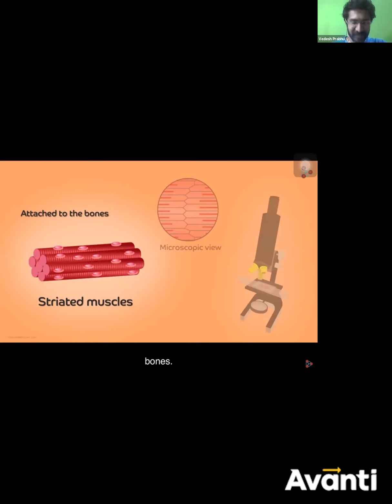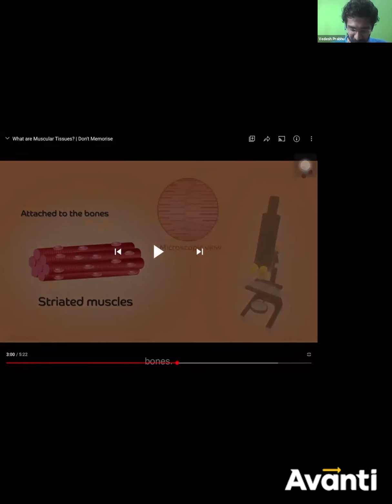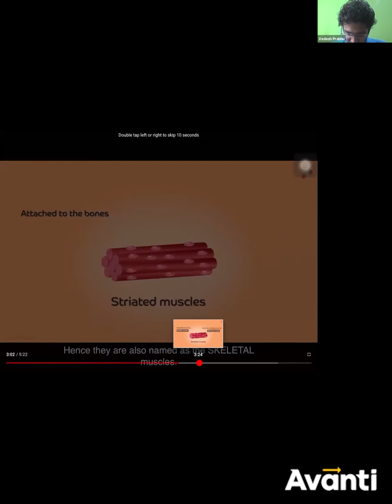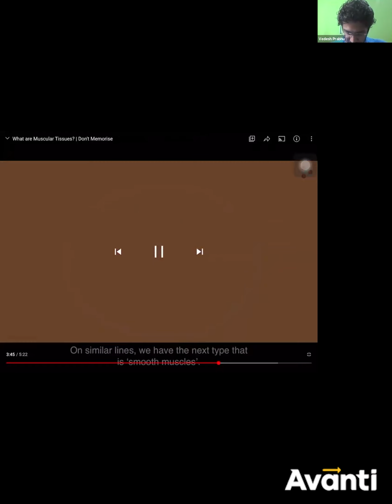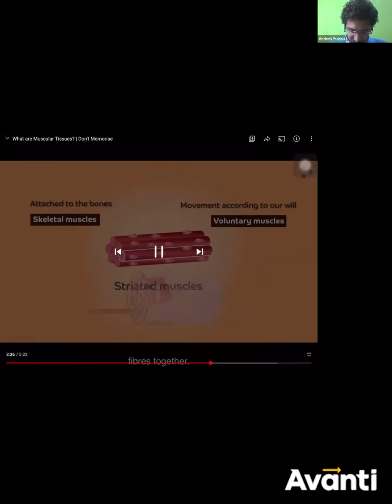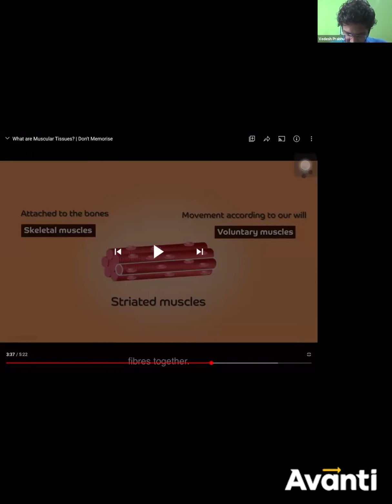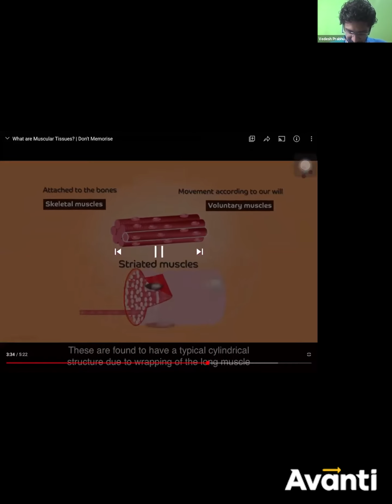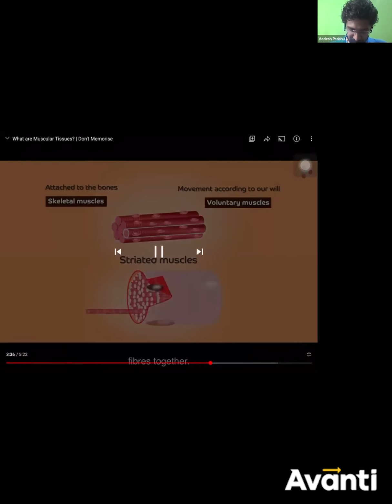And on this, you can see some dots. That is your nucleus. It has more than one nucleus. And it is all just straight. They are not branched into subcategories. Hence, it is your unbranched muscle fibers. Notice carefully. Cylindrical structure is due to the wrapping of the long muscle fibers together.